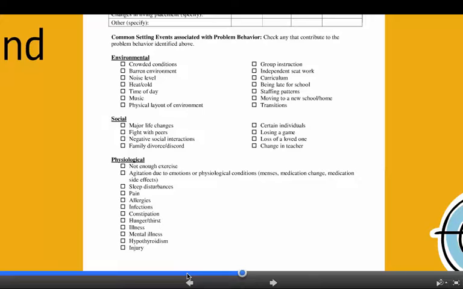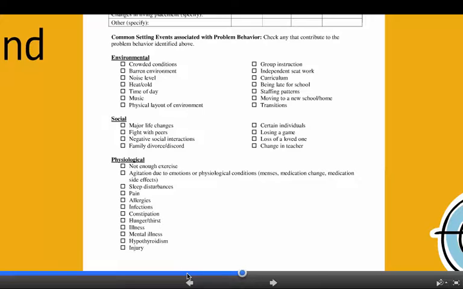Or it could be an individual, for example, who does not receive adequate food at their family's home. They may come into school without having eaten breakfast, or having eaten dinner the night before, or breakfast the morning of. So there could be hunger issues or thirst issues. Or there could be physiological events such as hyperthyroidism or hypothyroidism.